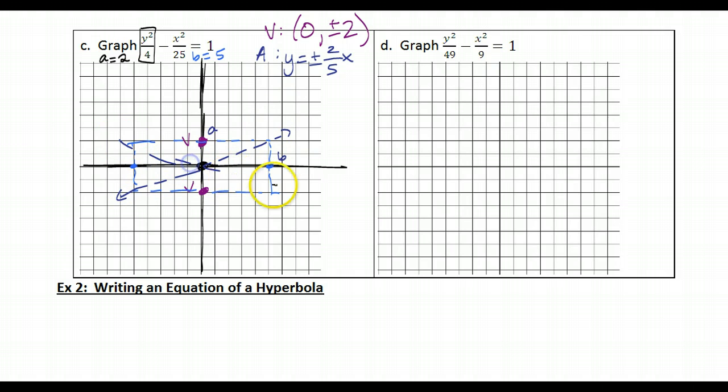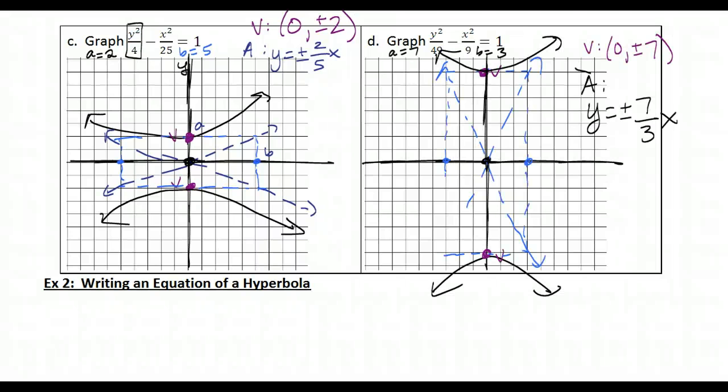Okay, and now here's the one thing you've got to be careful of. Remember that when you draw your actual graph, it goes through the vertices, and also because y squared is the positive one, it goes through the y-axis right now. So there I go, through the y-axis. Why don't you pause the video and see if you can do D on your own, and when you unpause, I'll have the answers showing. Alright, so you should have gotten vertices at (0, plus or minus 7), and the asymptote lines are y equals plus or minus 7/3 x.